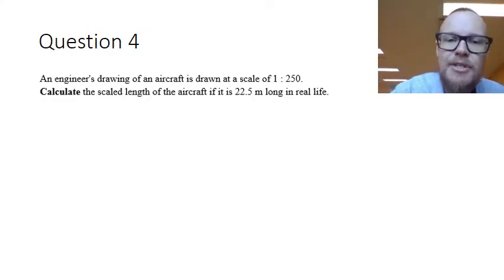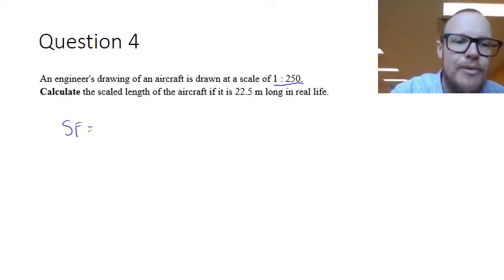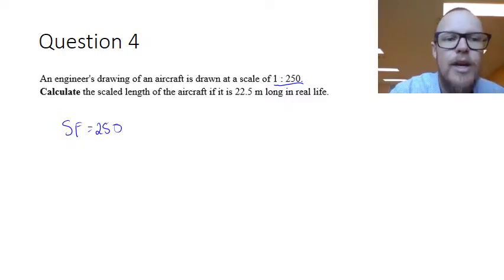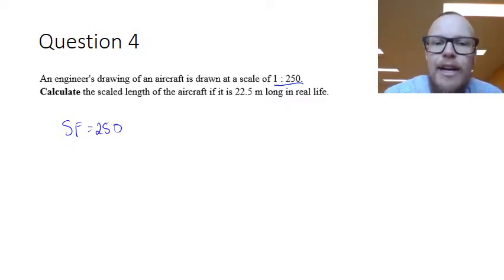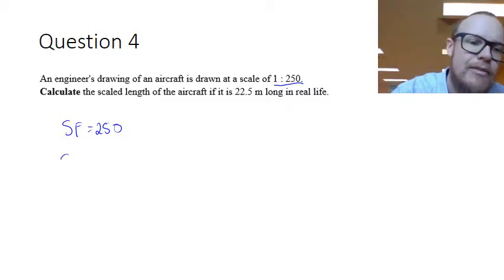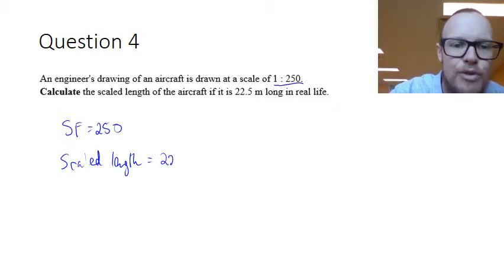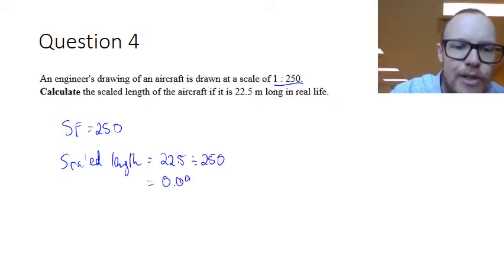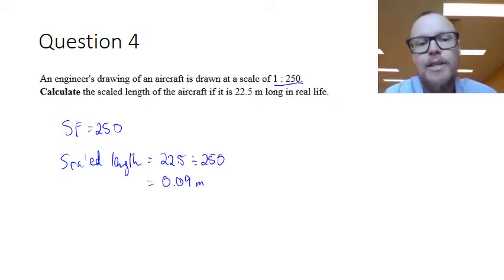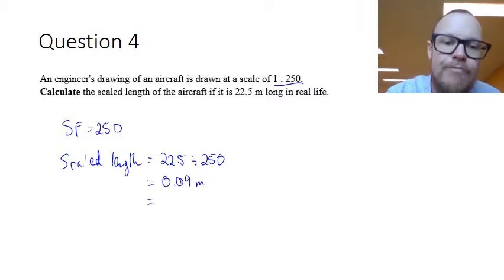We can see, because it's in this form, that the scale factor is going to be 250, so we can write that scale factor equals 250. We're asked to calculate the scaled length of the aircraft. So the scaled length is going to be equal to the 22.5 meters divided by 250, which is 0.09 meters. Probably better to put it in a more reasonable unit of measurement, 9 centimeters.